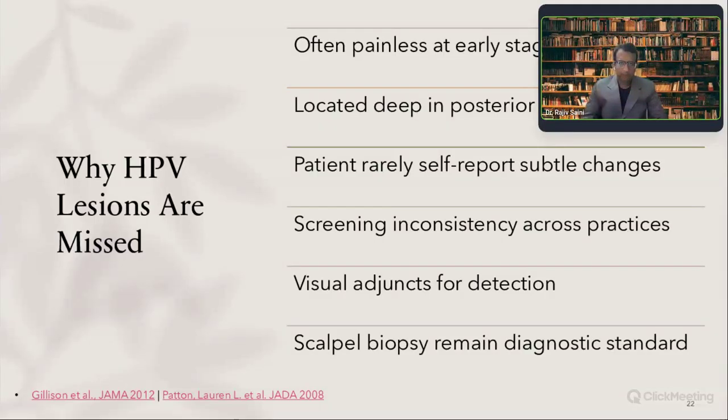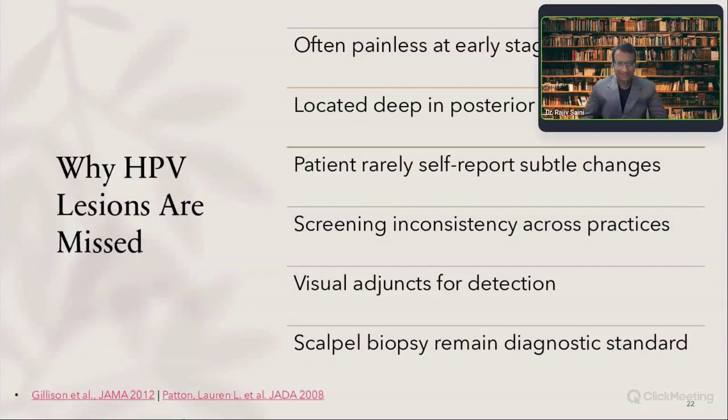They are located in the deep posterior oropharynx area. So we, as dentists, have to look beyond the oral cavity to get more access to those high-risk anatomic areas. Patients rarely self-report subtle changes because it is not possible for a patient to distinguish so precisely in that very posterior region of the oral cavity or the oropharynx.